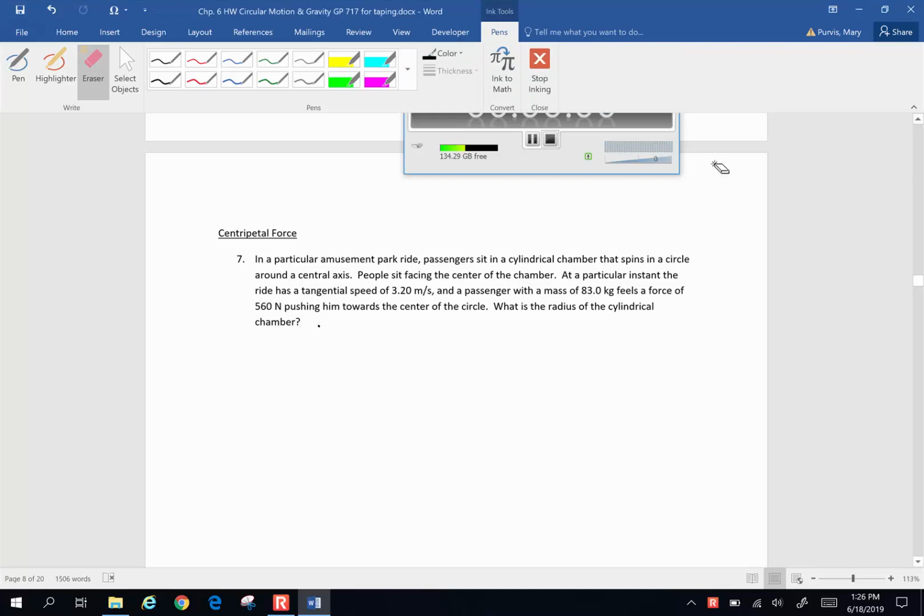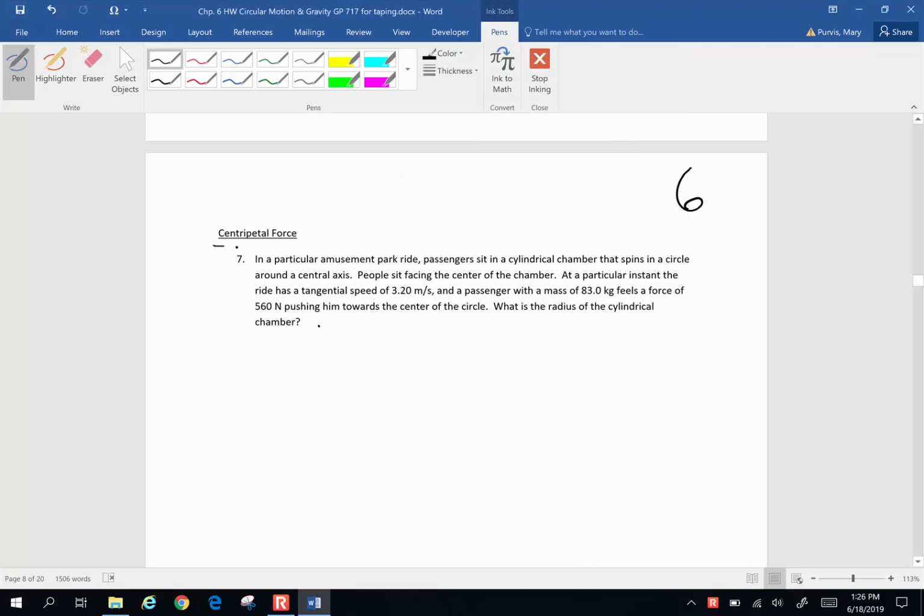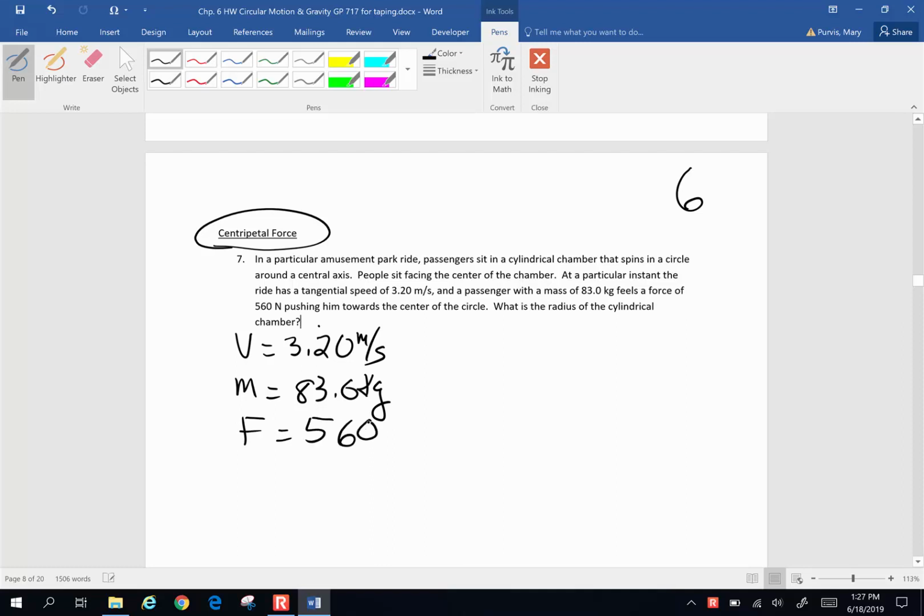Hi folks, we're going to continue with some Chapter 6 homework problems on centripetal force, and here we go. In a particular amusement park ride, passengers are sitting in a cylindrical chamber that spins in a circle. They face the center of the spinning chamber, and at a particular instant the ride has a tangential speed of 3.20 meters per second. A passenger with a mass of 83.0 kilograms feels a force of 560 newtons pushing him towards the center of the circle. What is the radius of the circle?